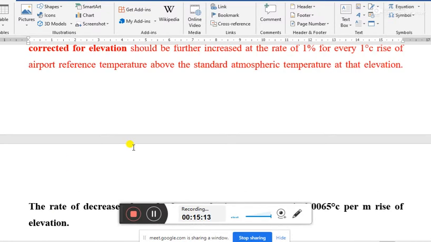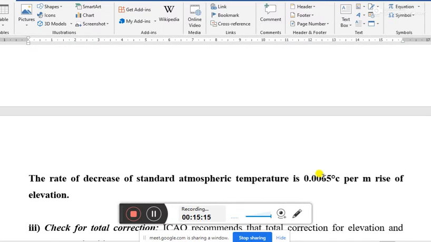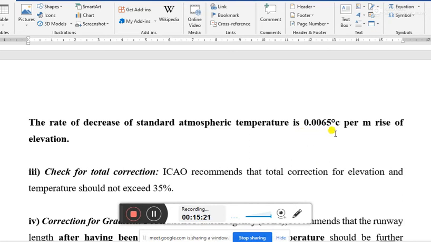And in the numerical calculation, you have to put this value when required. Okay, you have to remember this value: 0.0065 degrees Celsius per meter rise of elevation.